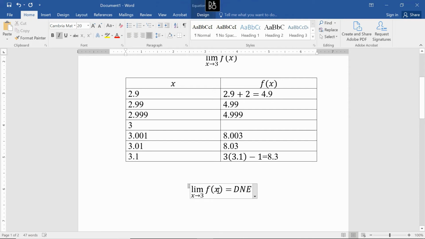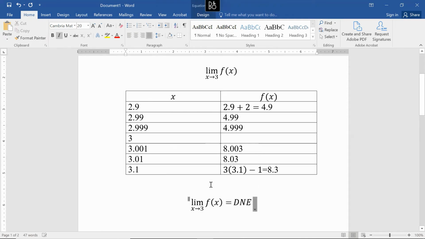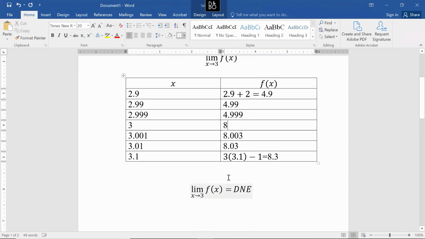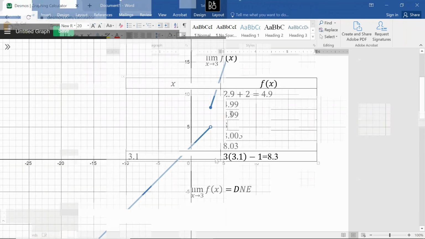Now, notice that while the limit doesn't exist, I still could have plugged in the number 3. This has an equal to on the bottom one. So if I would have plugged in the number 3, I would have gotten an 8. So the limit doesn't exist, but the function value does. But the limit doesn't exist because we're not going towards the same number.